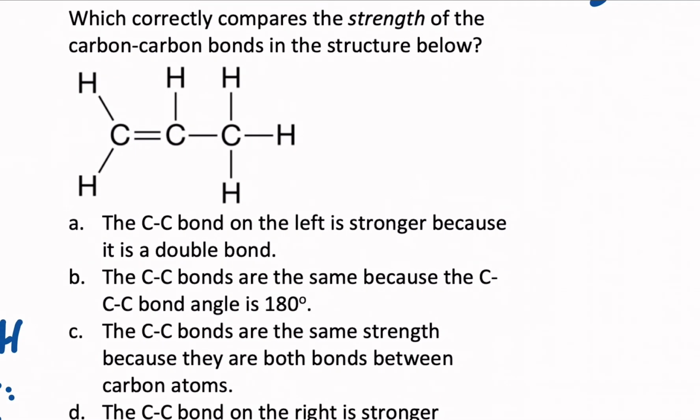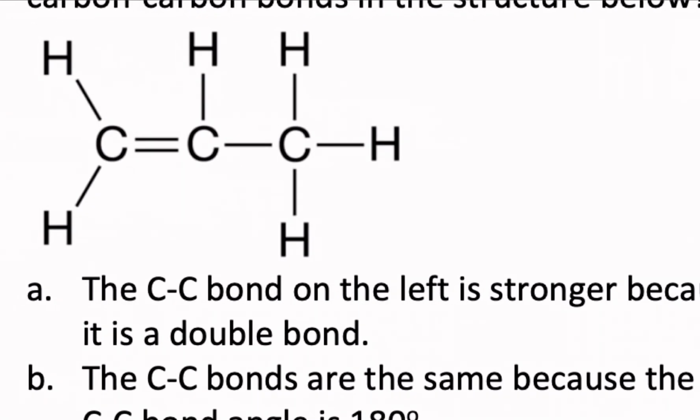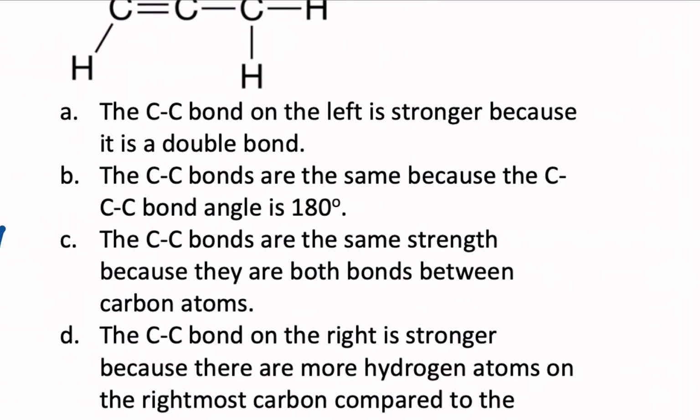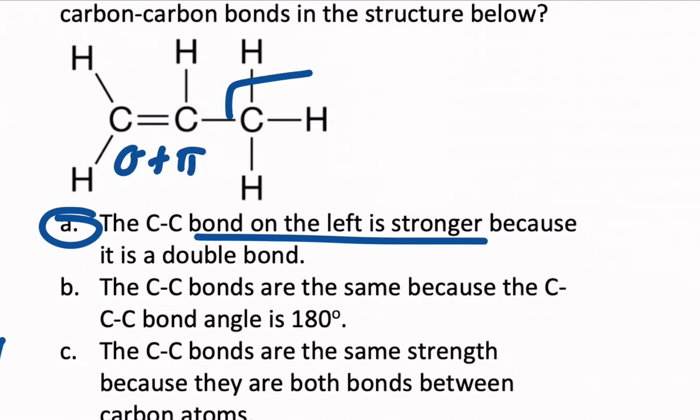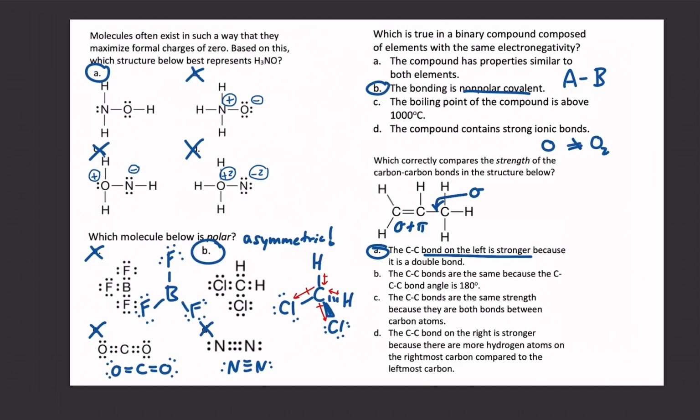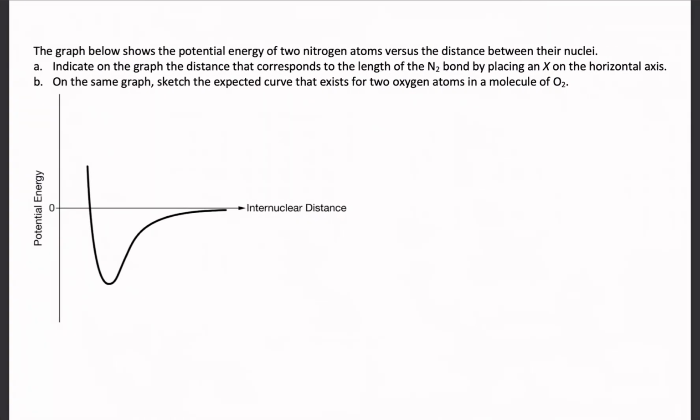And then last multiple choice, which compares the strength of the carbon-carbon bonds in the structure below. Well, a double bond is going to be stronger. So the carbon-carbon bond on the left is stronger, sounds right, because it is a double bond. Yeah, that's a sigma plus a pi. The carbon-carbon bond that's single is only a sigma bond. Let's wrap up with a free response.